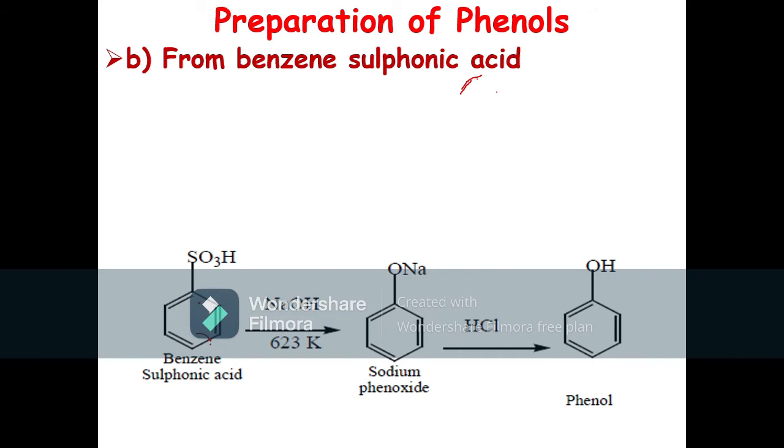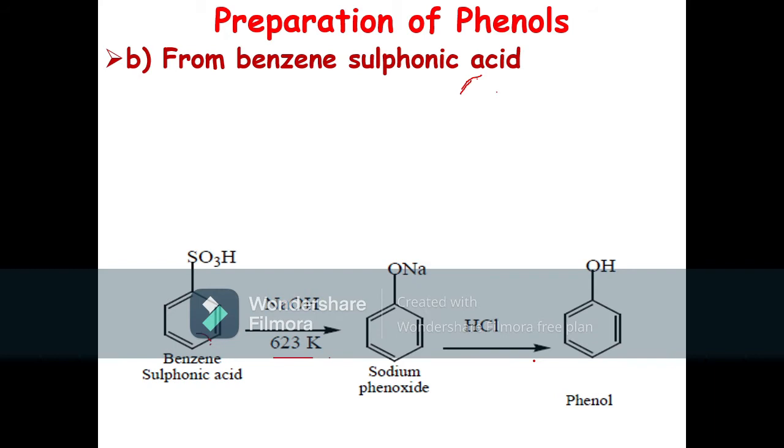So phenol can be prepared from benzene sulfonic acid, in which benzene is treated with oleum, and it gives benzene sulfonic acid. This benzene sulfonic acid is heated with molten sodium hydroxide at 623 Kelvin temperature, and it gives sodium phenoxide. When this sodium phenoxide is acidified, it gives phenol.